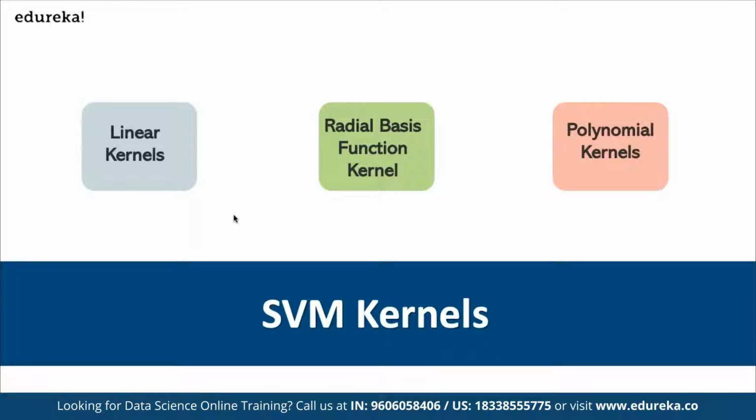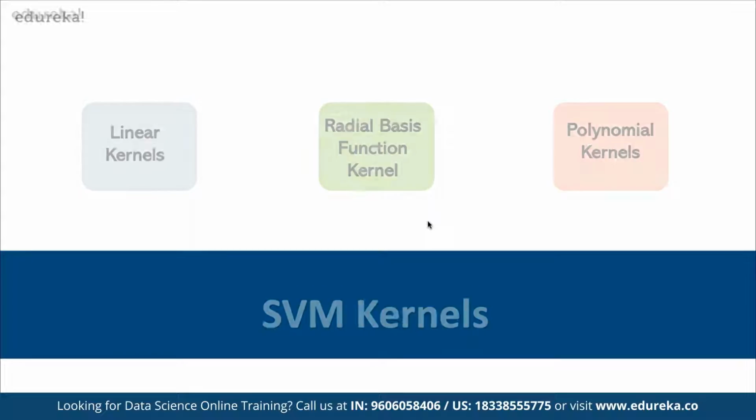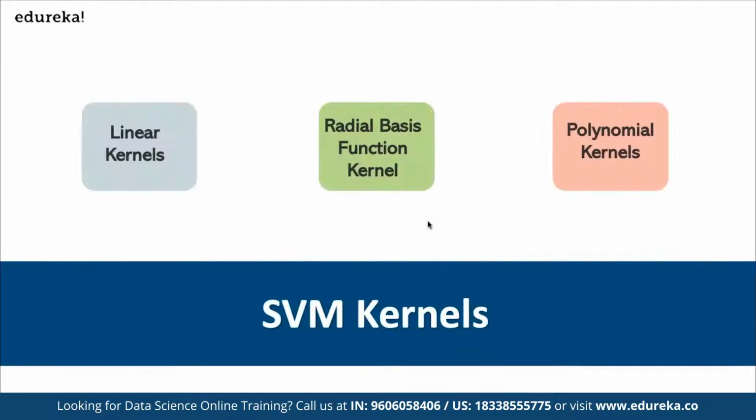So we can take a look at different kernels in a support vector machine. We have linear, radial basis, and polynomial kernels as well. First of all, let's talk about the linear kernel. A linear kernel can be used as a normal dot product between any two given observations. The product between the two vectors is the sum of multiplication of each pair of input values.